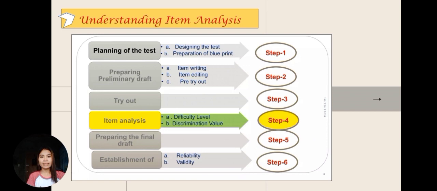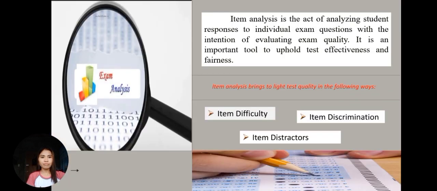Item analysis is the act of analyzing student responses to individual exam questions with the intention of evaluating exam quality. It is an important tool to uphold test effectiveness and fairness. It is a statistical technique which is used for selecting and rejecting the items of the test on the basis of their difficulty value, discrimination power, and the distractors.